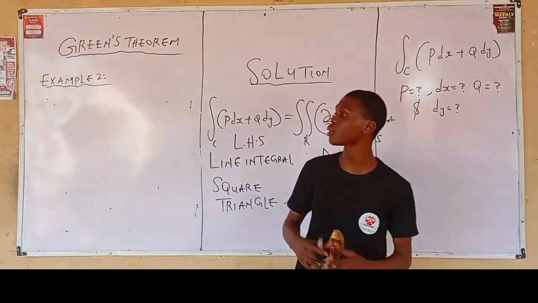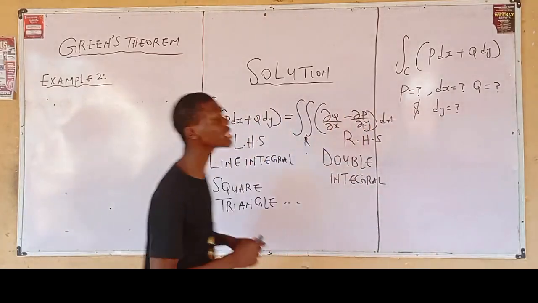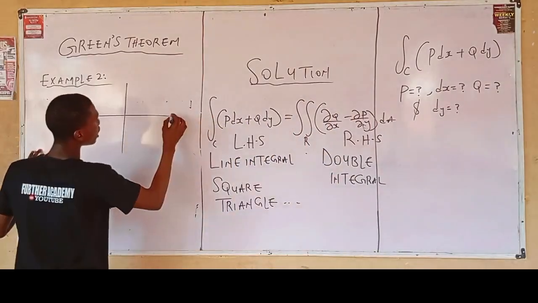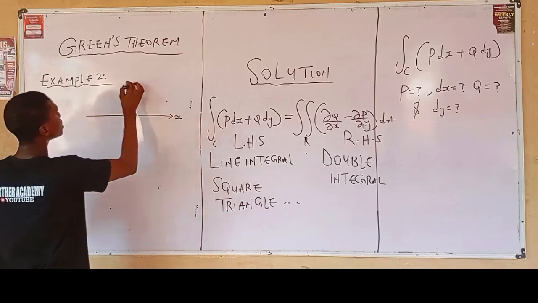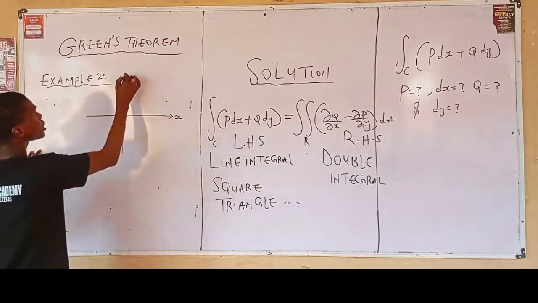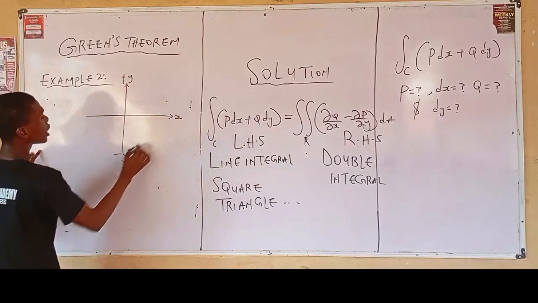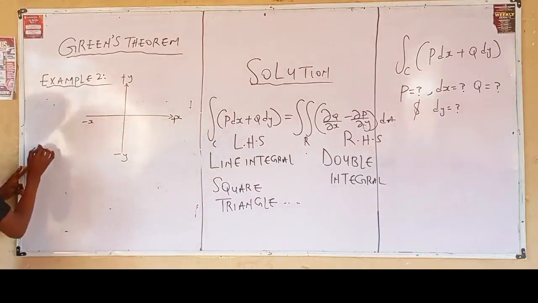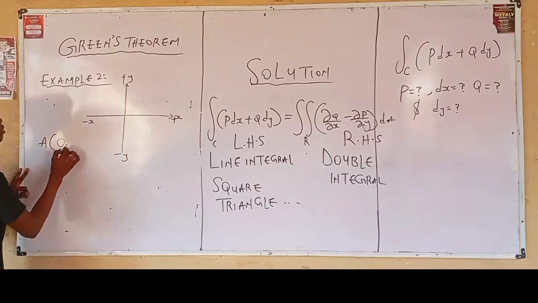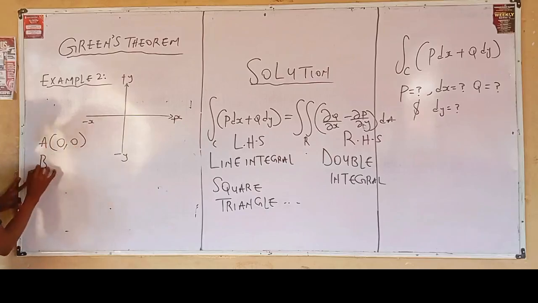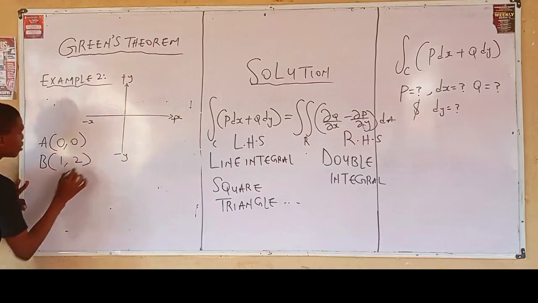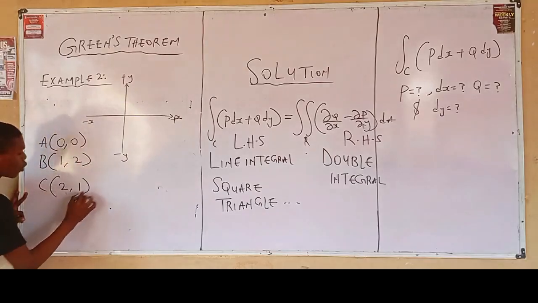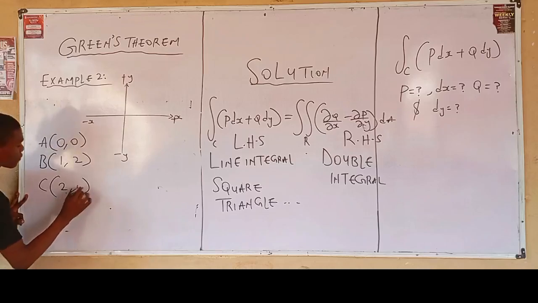It's just like we're doing our normal x and y graph. Let's say we have our graph sheet in this manner. Say this is x, and this is y. This is positive y, negative y, positive x, and negative x. And I'm given that A is (0, 0), B is (1, 2), and C is (2, 4), right?